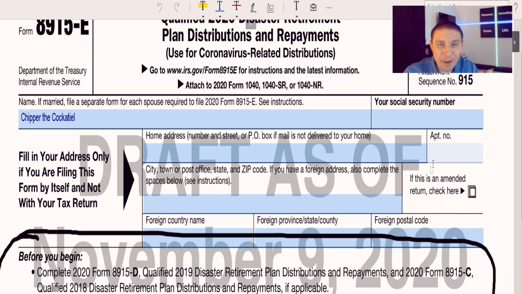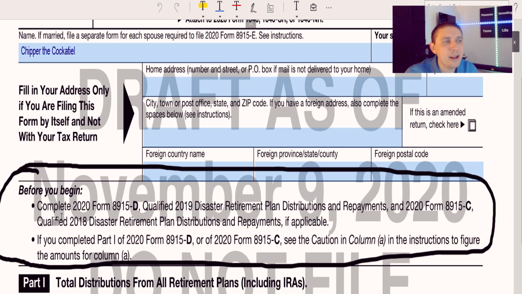If this is an amended return, you're going to fill this out right here. You're just going to check mark that box if you're amending this form, which you may have to do under certain circumstances, but hopefully not. Hopefully you can avoid all that.